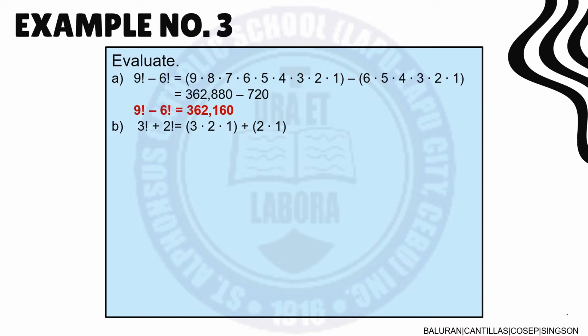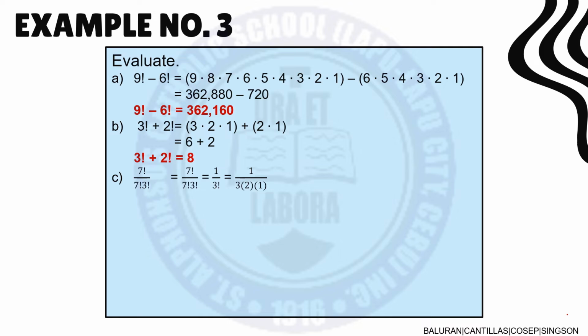Still, you have to rewrite it. So we have 3 times 2 times 1 plus 2 times 1. And get the product of each factorial. So we have 6 plus 2. So thus, our answer is equal to 8.